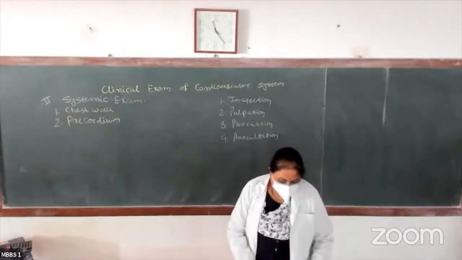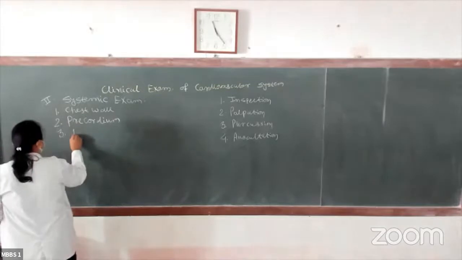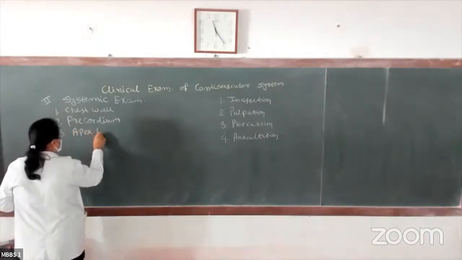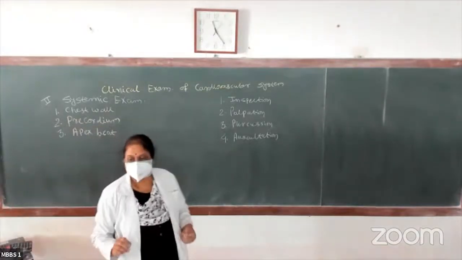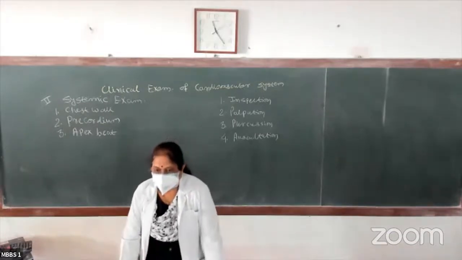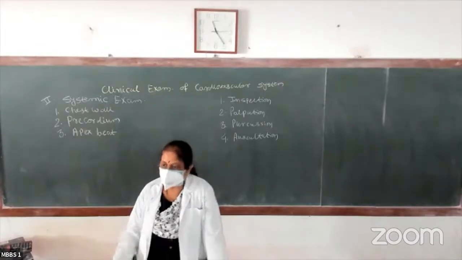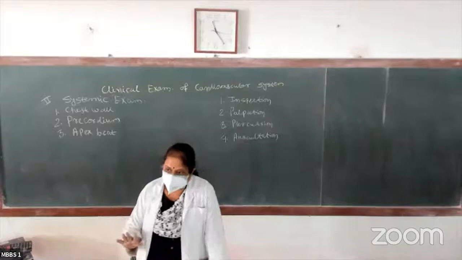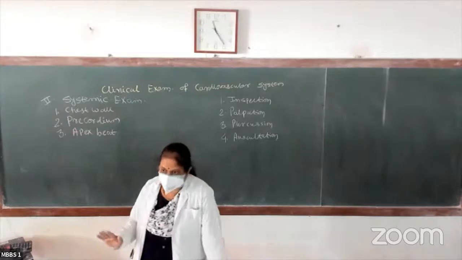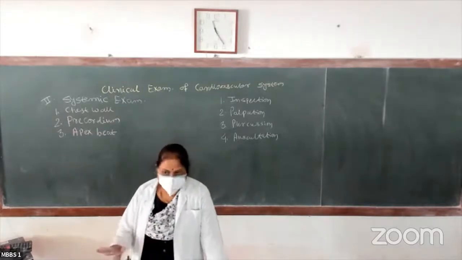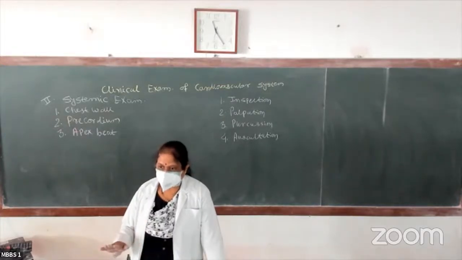Then next is the apex beat. The third point for the inspection is the apex beat. What is the apex beat? The apex beat is the lowermost and outermost part of the cardiac impulse. Here only inspection is needed. Don't touch the subject. Only observe. So for the apex beat, there is only observation.